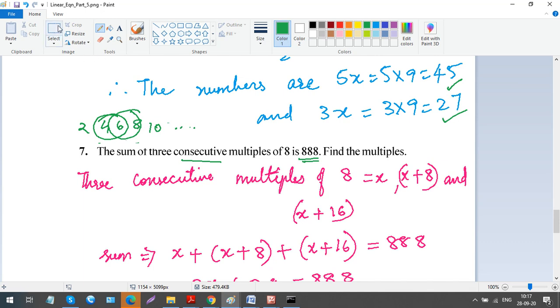Okay. So here they are saying consecutive multiples of 8, right? So you are supposed to find the consecutive multiples of 8. So multiples of 8 is what? You will say 8, 16, 24, 32, 40 and so on. These are the multiples of 8. So if I say consecutive, it's going to be 8 and 16 or 16 and 24 and so on, right? The next numbers. So they are saying that you have to write 3 consecutive multiples of 8. So you need to take 3 numbers, but we don't know which 3 numbers they have taken. It could be these 3, or it could be a larger number also.